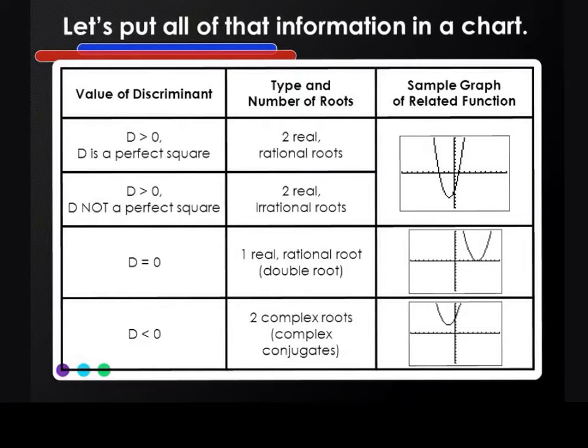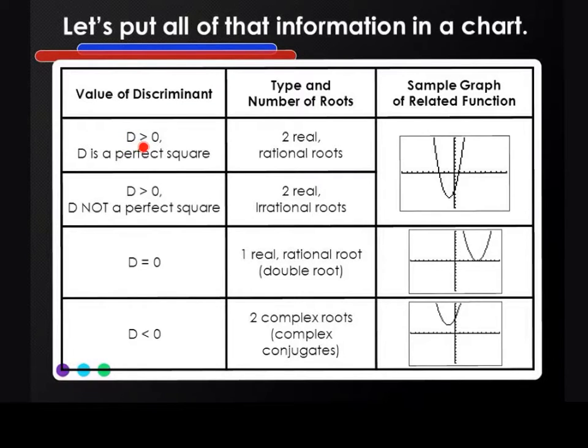Alright, so I'm going to talk through the information on this chart, and then I want you guys to pause the video and copy this chart into your notes, because this will be really helpful to you and really important. So in the very beginning, the first box says D, and that stands for the discriminant, remember?